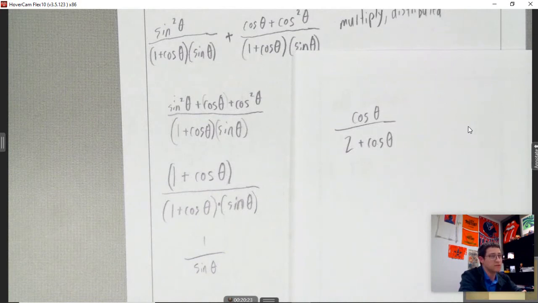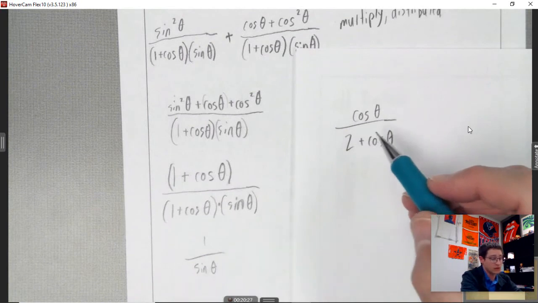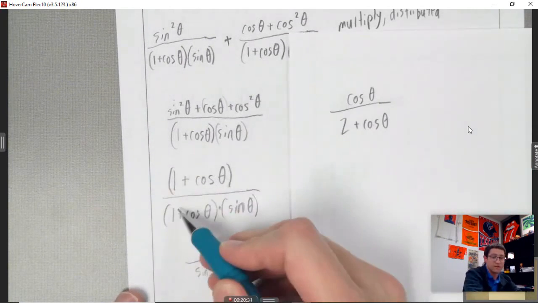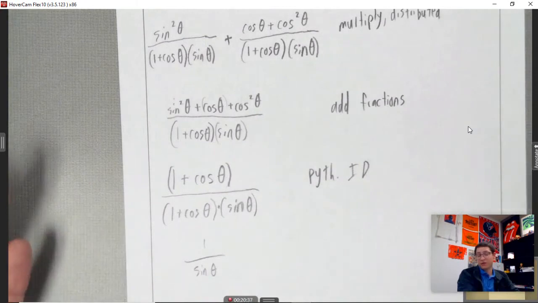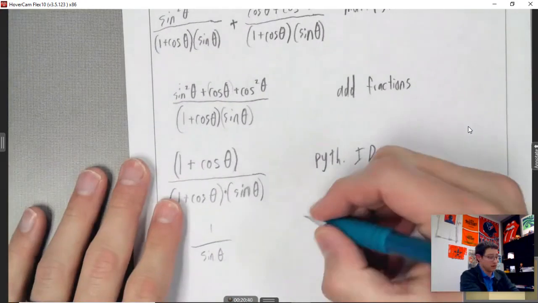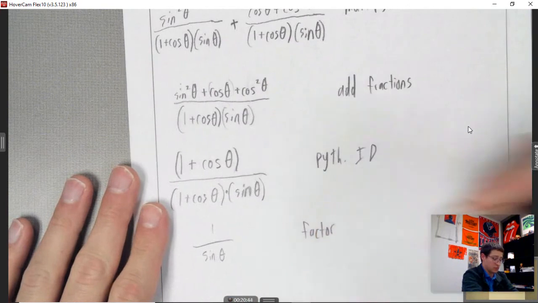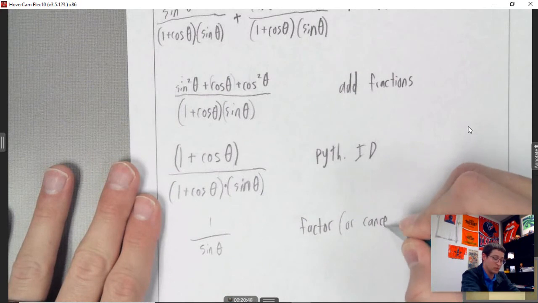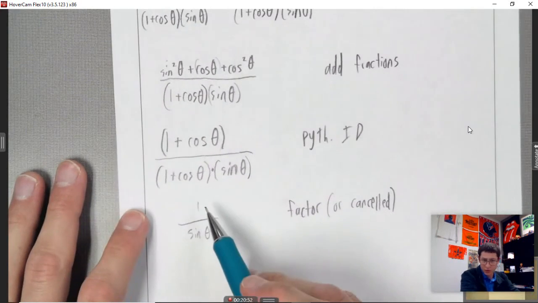Try to see the difference between what I was attempting to not do here, and what I am allowed to do here. This entire thing is a factor. This entire thing is a factor. So anyways, we have 1 over sine of theta. Now some people might stop there. And that was a factoring. We factored that out, or canceled maybe. We're so used to saying canceled. So we have 1 over sine of theta.